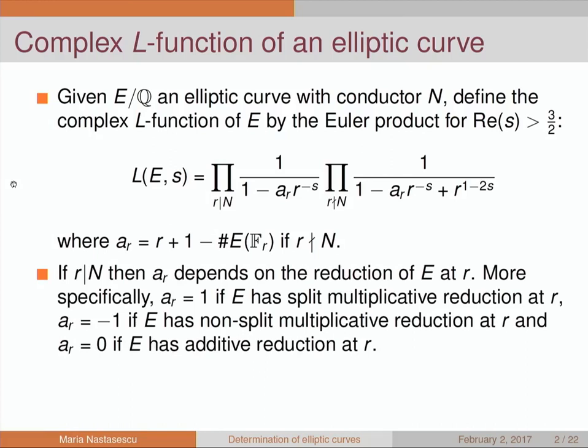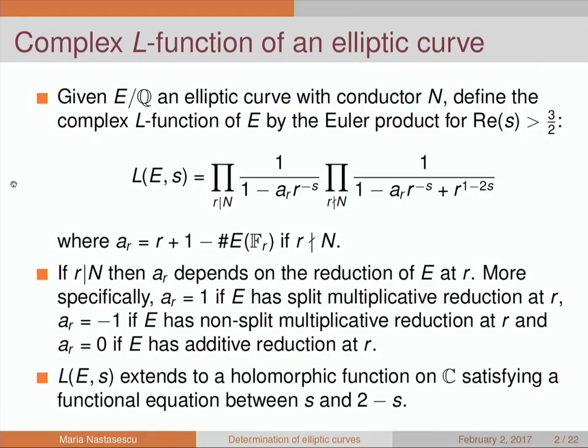And at primes r dividing the conductor, a_r depends on the reduction of E at r. So if E has split multiplicative reduction, then a_r is 1. If it has non-split multiplicative reduction, then a_r is minus 1. And if E has additive reduction at r, a_r is 0. So this L function, as I said, defined on this right half plane, extends to a holomorphic function on the entire complex plane, which satisfies a functional equation between its values at s and at 2 minus s.